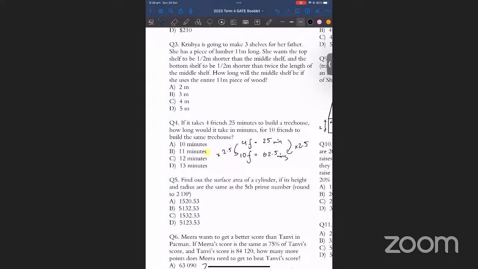I'll give you a clue, Isabel. If it takes 4 friends 25 minutes to build a tree house, would it take more time or less time for 10 friends to build it? It would take less time because there's more people.